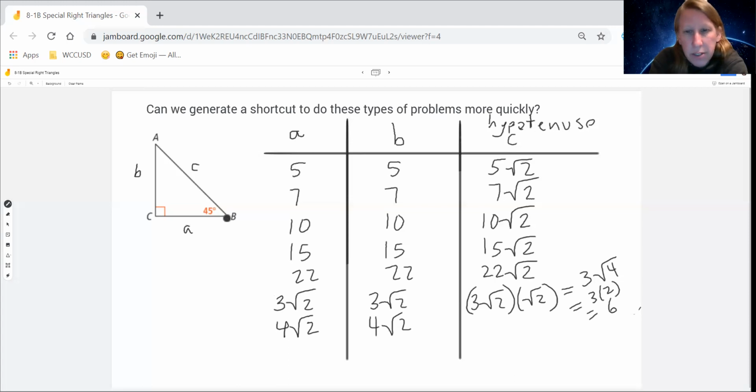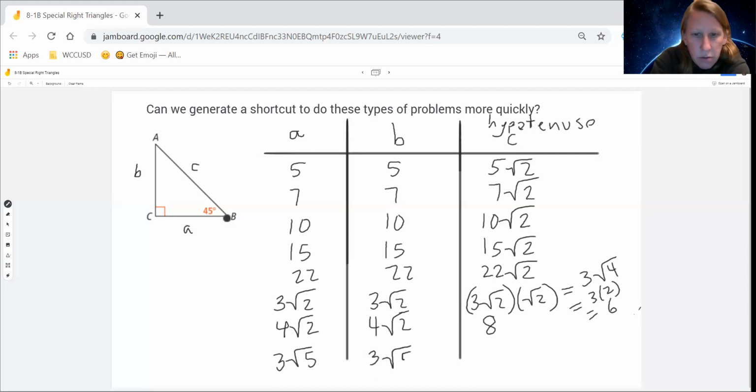We're going to multiply by the square root of 2. So we're going to do 4 square root of 2 times square root of 2. It's going to be 8. Interesting. Okay, and what if I did something really random, like 3 square roots of 5?